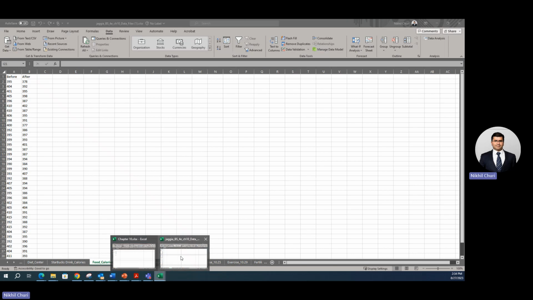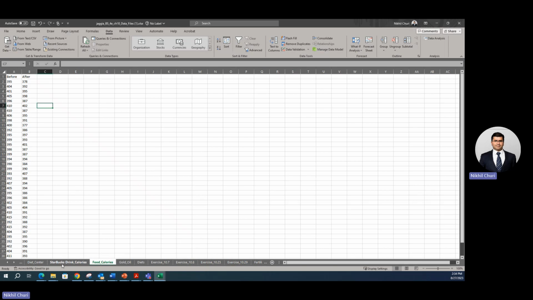And again, all the details are shown in this Excel sheet over here, and here is the drink calorie. So before, when the 40 customers were considered, the calorie information for all the before customers was collected. Not much detail is given.